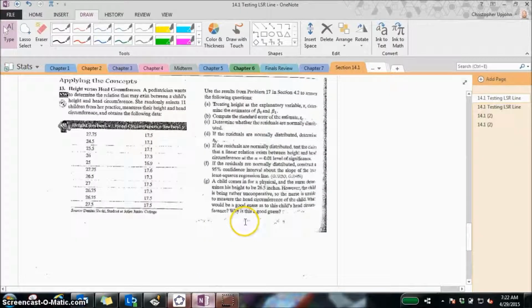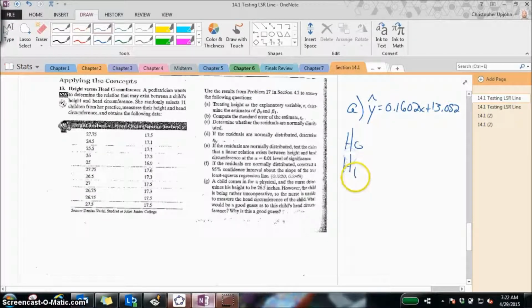All right. First of all, we just need to write down our equation. Y hat equals 0.1602x plus 15.82. Compute the standard error there. Okay, that's when we need to run the test. But first, before we do that, let's get our hypothesis. So beta 1 is 0, always. Now we just have to see if it's greater than or less than. If the residuals are normally distributed, test the claim that a linear relation exists between them. So it's a two-tailed test.